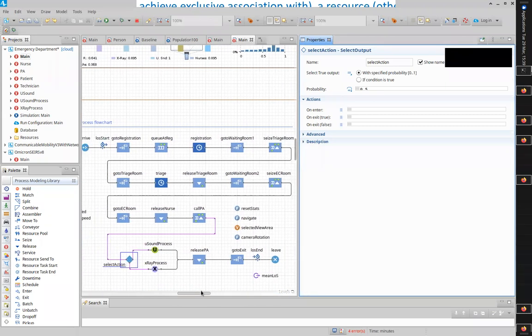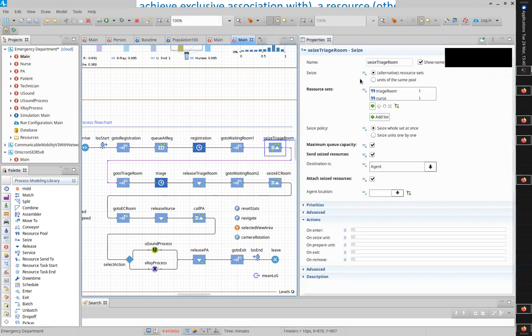So here we have a workflow, and you'll notice there's this thing that says seize triage room. And seize triage room is a seize operator. It seizes room. Which resources are grabbed, they're listed here under resource sets. So it's going to need one triage room and one nurse as well. Those resources are needed by it in order to proceed. And you'll notice that there's this question of the policy. Do you seize them one at a time as they become available, or the whole set at once? You have to seize them atomically, all together.